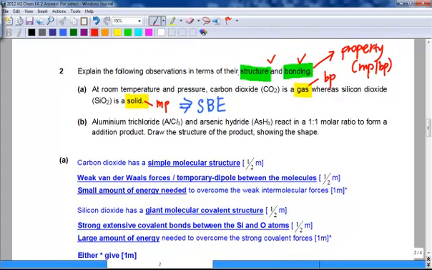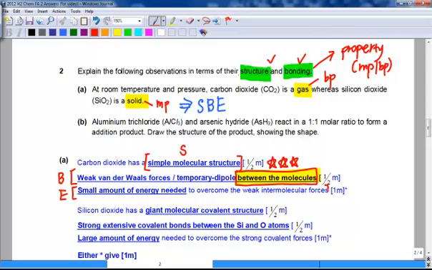I have carbon dioxide has a simple molecular structure, so this will be my S. Then, moving on to bonding, there are weak van der Waals forces between the molecules. Once again, I would like to highlight the importance of writing between the molecules, because you need to mention where the van der Waals forces are. If you don't write this part, even if you write van der Waals forces, you will not be given the half mark. And finally, E, for energy. Weak van der Waals forces require only a small amount of energy needed to overcome.